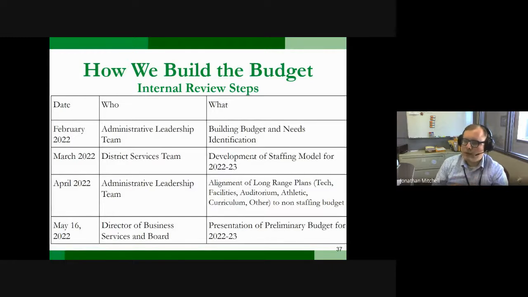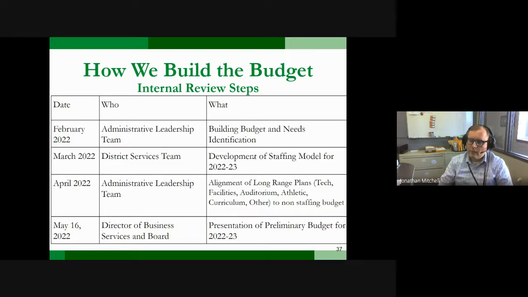Then, in terms of that refinement process, some of the steps that we are taking internally as we work through the school year. So, during February of 2022, working with our administrative leadership team on our budget prioritization. In March of 22, working through the development of the staffing model that takes into account the work that we have done to this point.